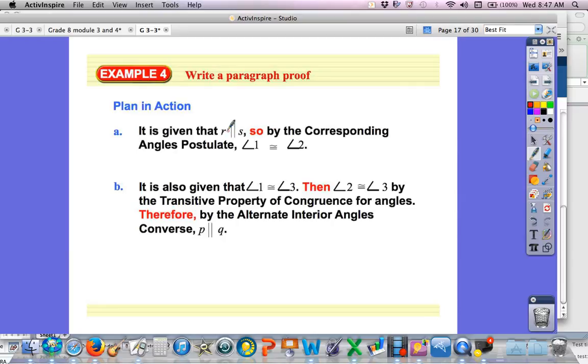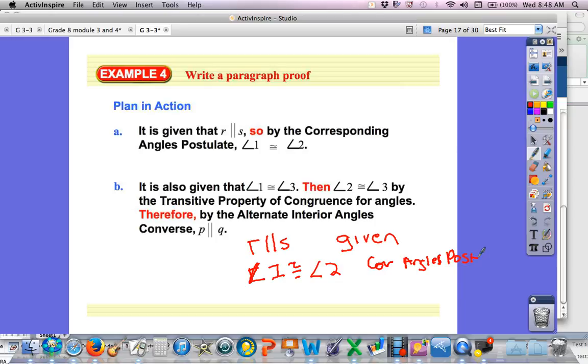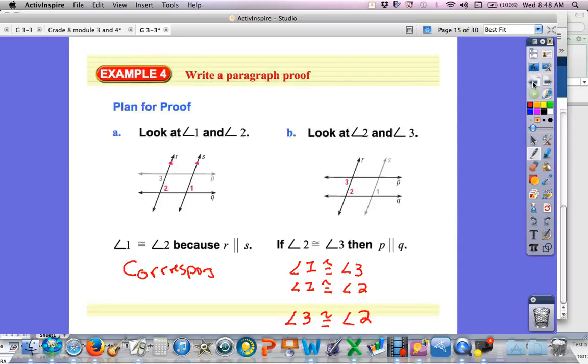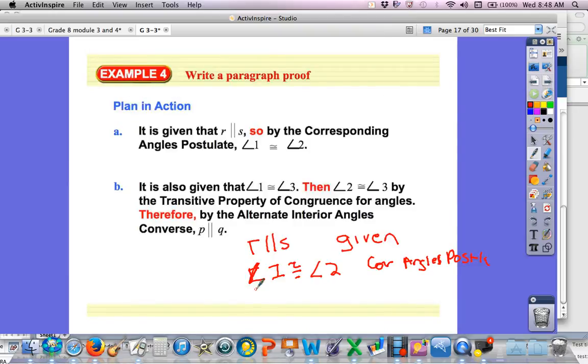So, they told me that R is parallel to S. That's the given. And angle 1 is congruent to angle 2. That's the corresponding angle postulate. Sorry that this writing is so bad. We were also given that angle 1 is congruent to angle 3, and that was given. So I probably would have put that up there.